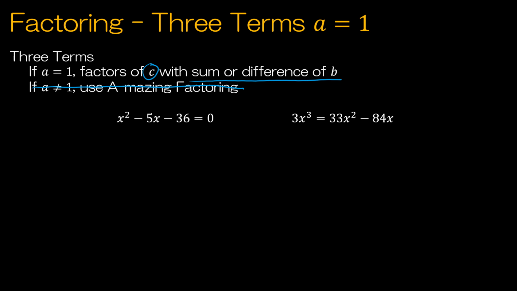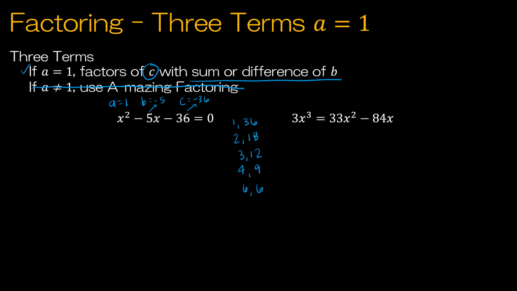We have x squared minus 5x minus 36 equals 0. We know that a is 1, and that's good because that's what we're using now. B is negative 5. C is negative 36. So what I'm going to do is look for factors of c. What numbers multiply to 36? I'm not going to worry about the negative yet. 1 and 36, 2 and 18, 3 and 12, 4 and 9, 6 and 6. All of those multiply to 36.